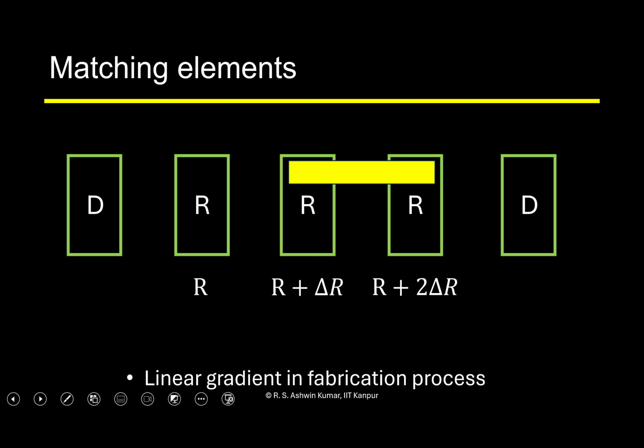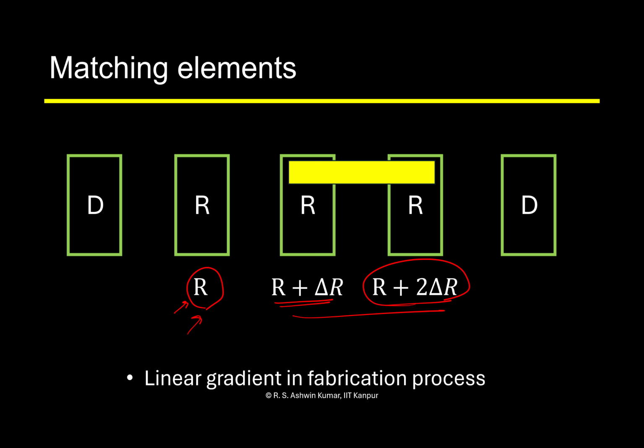So the resistance value can actually change. And as usual, we'll assume a linear gradient. So this can be R plus delta R, plus 2 delta R. Now do you think the ratio of this is exactly 2? No, correct. So now what do you think we can do so that the ratio is still exactly 2? I have 3 resistors, R, R plus delta R, R plus 2 delta R. Is there something I can do to make sure that the ratio is still exactly 2 even though the resistance values have a linear gradient?